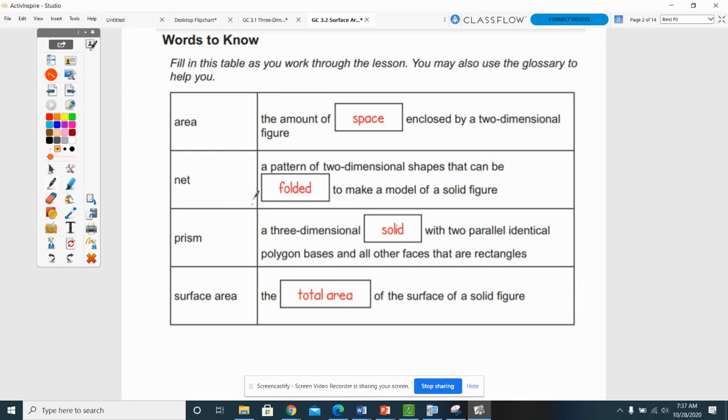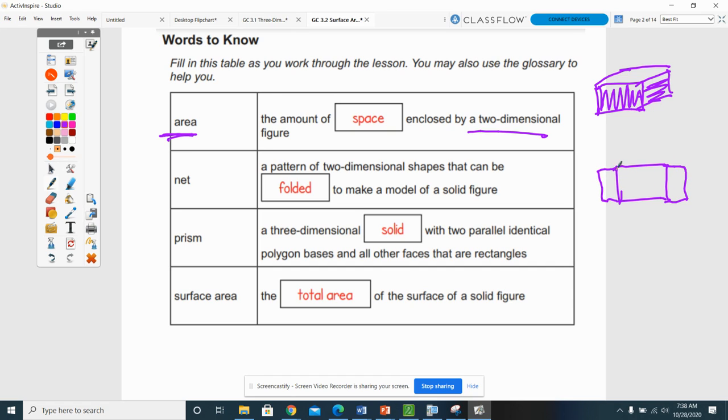Here are the words you'll need to know. Area is the amount of space covered by a two-dimensional figure. So when we're talking about surface area, that would be like the amount of space on just the front or just the right side, okay? A net is what happens when you unfold that box. If you unfold that box, you'd have the bottom and the sides and the back, and then you'd have the front and then the top. So it might look like this. That is a net, and that takes a 3D figure and makes it a two-dimensional figure.